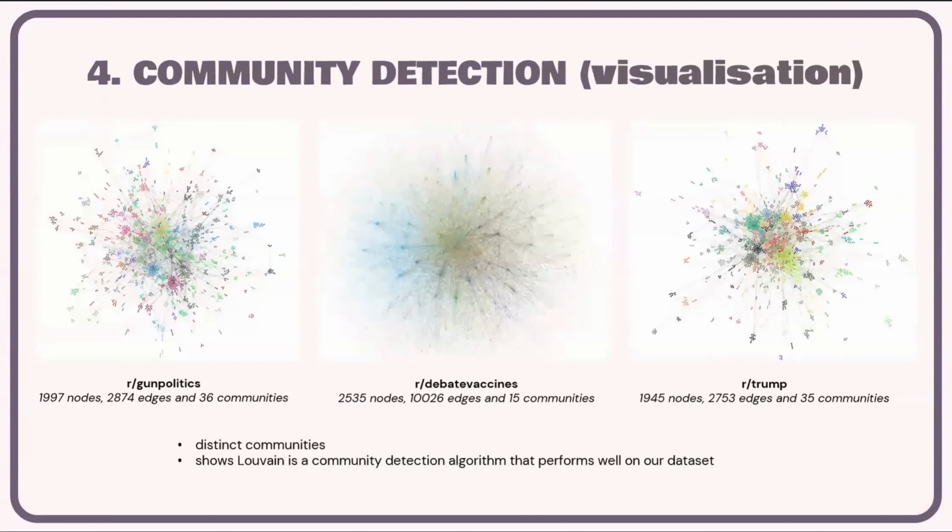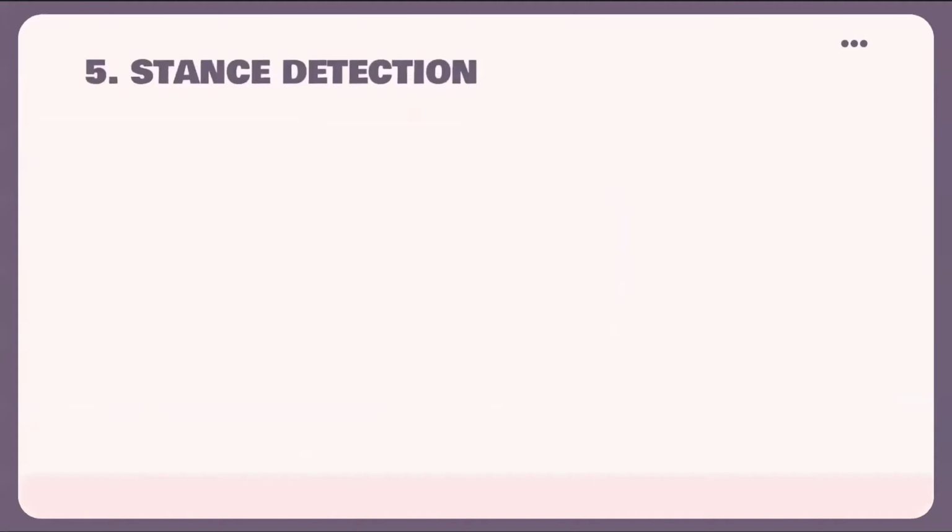We can see distinct communities as shown by the different colors, which shows that Louvain indeed performs well on our dataset. Now that we are done with the topological aspect, we'll move on to step 5, the semantic aspect, where we'll do stance detection to get the stance of each user.